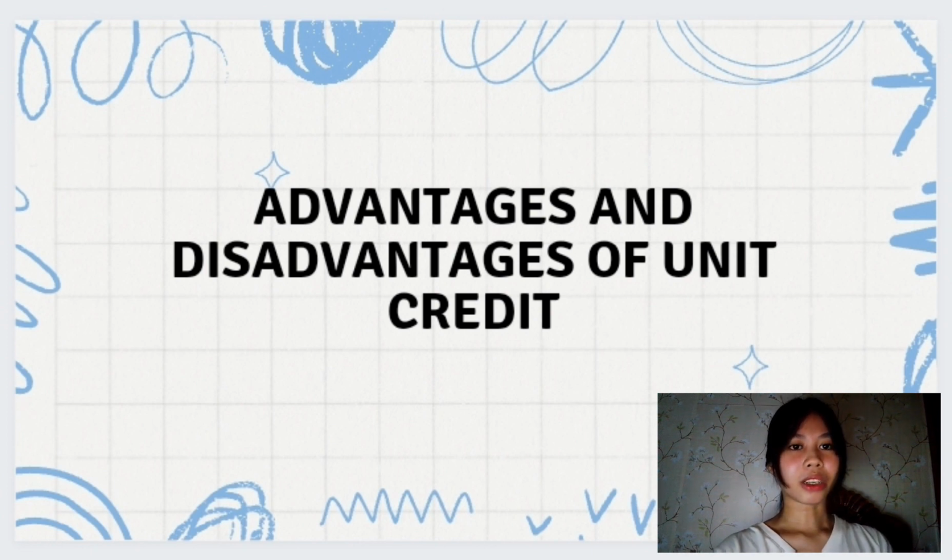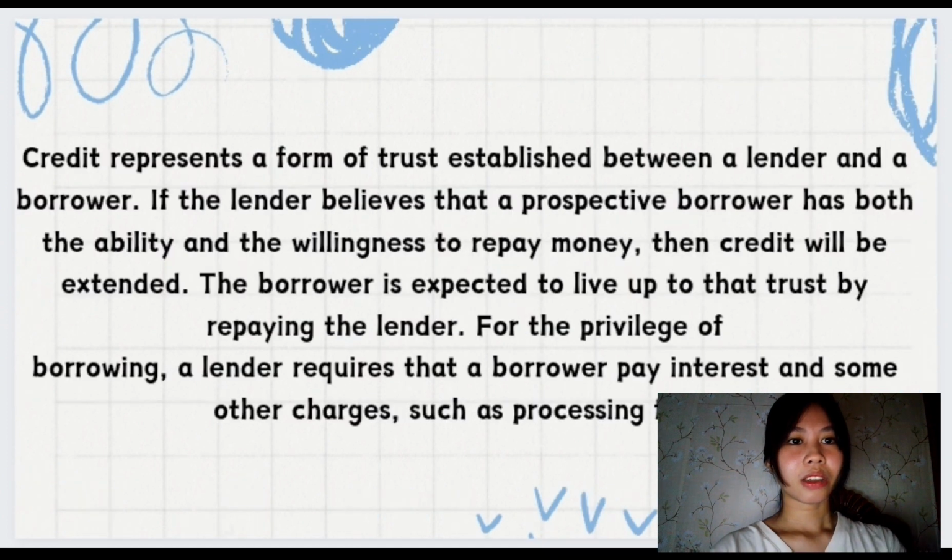Advantages and disadvantages of credit. So what is credit? Credit represents a form of trust established between a lender and a borrower. If the lender believes that a prospective borrower has both the ability and the willingness to repay money, then credit will be extended. The borrower is expected to live up to that trust by paying the lender.